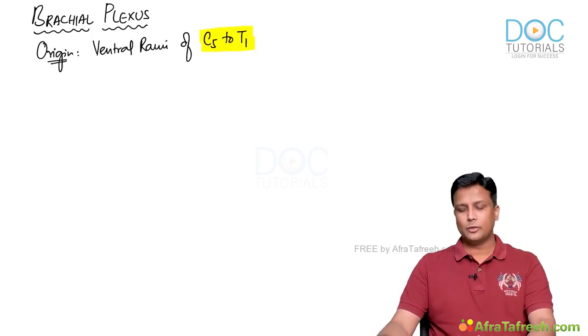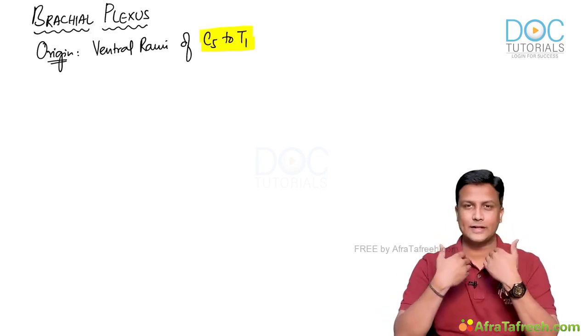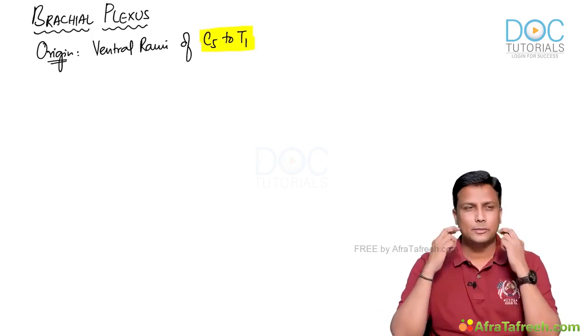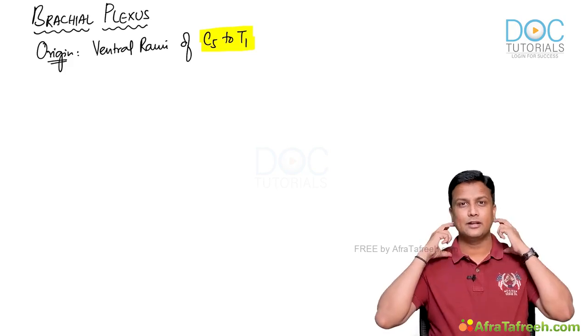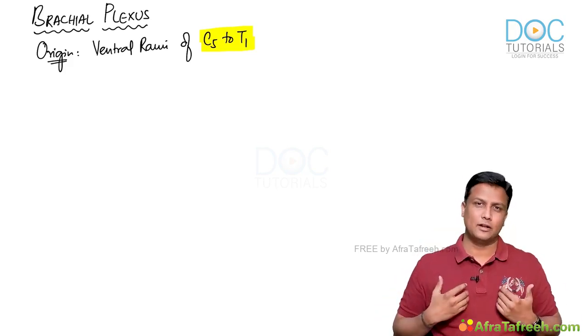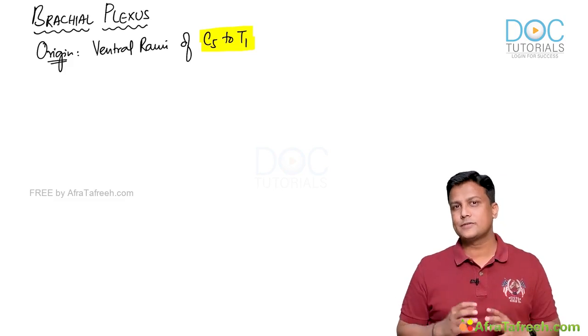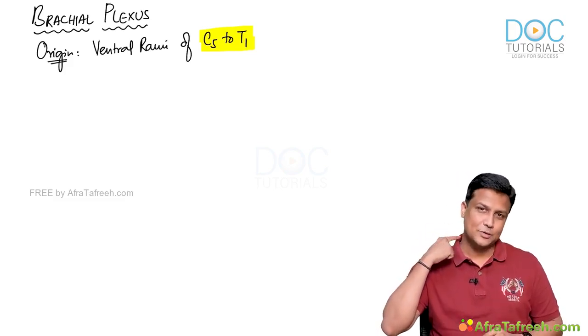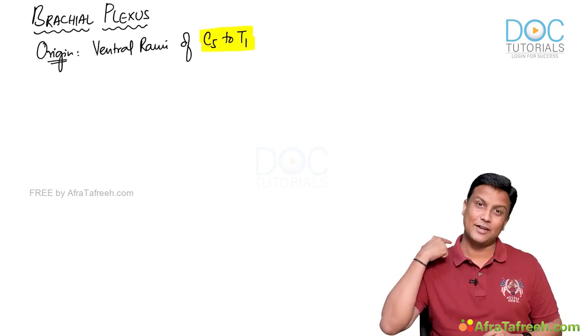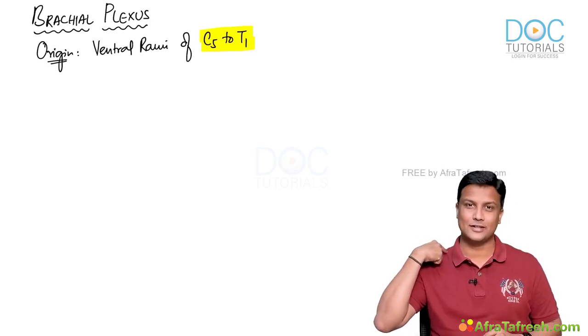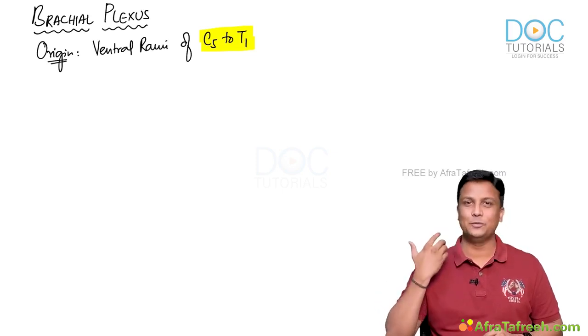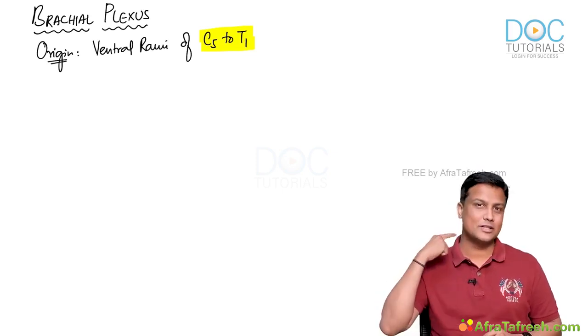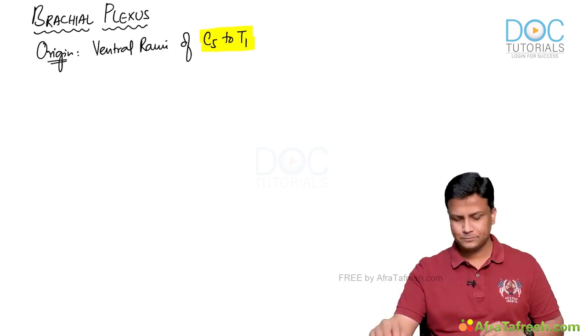So I hope you have learned about the cervical spinal nerves, the thoracic spinal nerves and all. There will be totally 8 pairs of cervical spinal nerves and 12 pairs of thoracic spinal nerves. And out of all those spinal nerves, somewhere in the middle there will be C5. So C5, C6, C7 and C8 and the first thoracic, that is your T1. From here originates your brachial plexus. So brachial plexus is originating from C5 to T1.